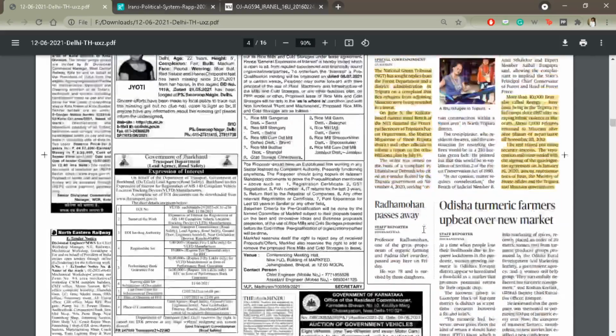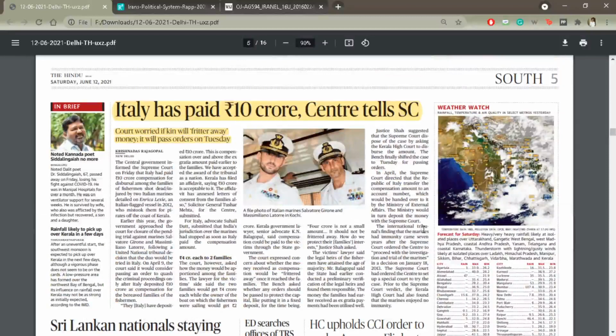Then moving on, Italy has paid 10 crores, Center tells Supreme Court. This is related to the Italian Marines case. The Supreme Court had ordered that the Italian government should pay this amount of compensation to the two families of the fishermen and also to the person who owned the boat. That money has now been received by the central government and it will be transferred to an account of the Supreme Court, from where the family members will be paid.